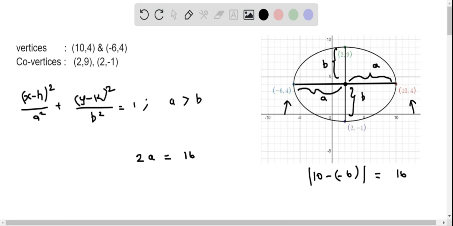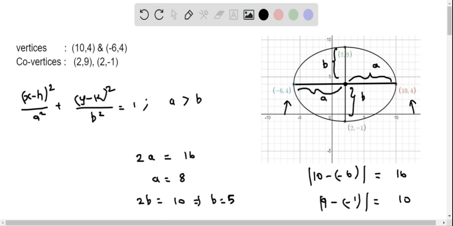So 2a equals 16, which means a equals 8, and similarly 2b equals the distance between the points 2 comma 9 and 2 comma negative 1. So we find the absolute difference between 9 and negative 1, which is 9 minus negative 1, and this is equal to 9 plus 1, which is 10. So 2b equals 10, which means b equals 5. So now we know the value of a and b.